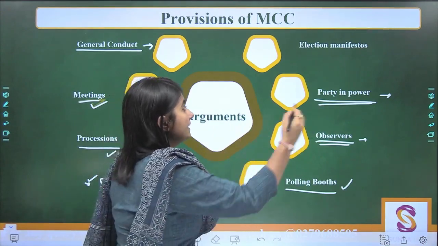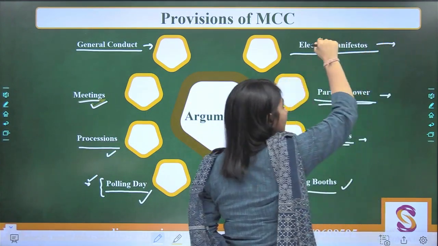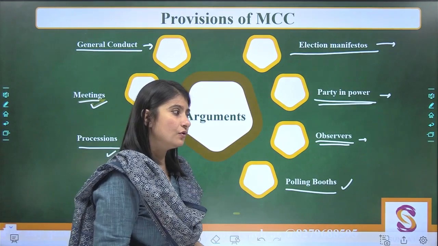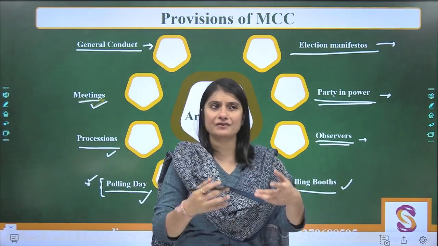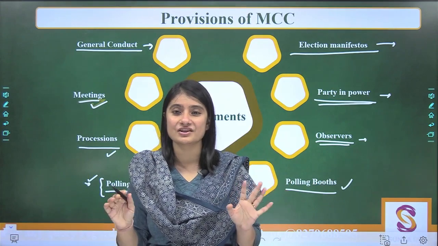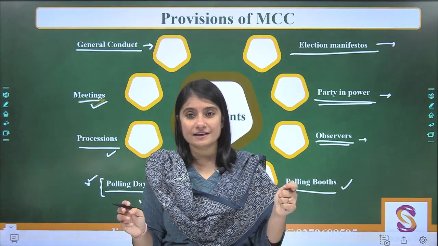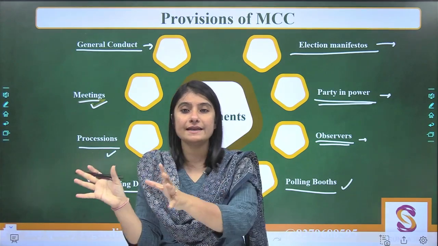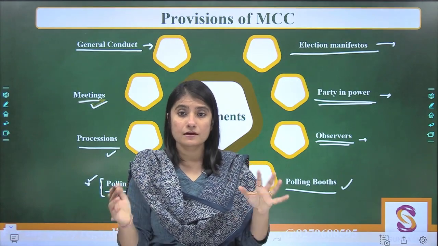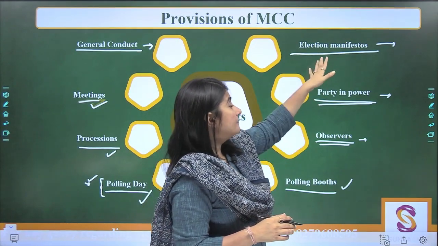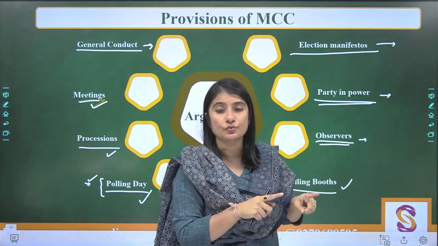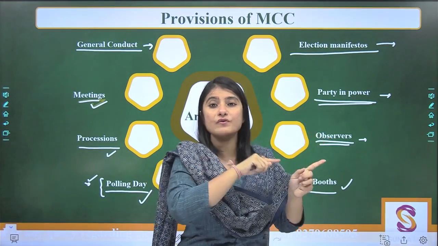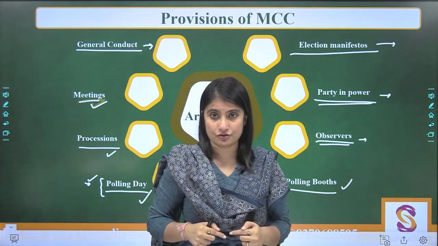These are the limitations. Election manifestos have been recently added. Usually when we talk about elections, every candidate contesting the election says they will give free electricity, 24 hours water. Depending on the problem of the area, they will make huge promises. So the model code of conduct says that these people are not just supposed to give you a manifesto, they are also supposed to write how they will fulfill the promises written in the manifesto, right?